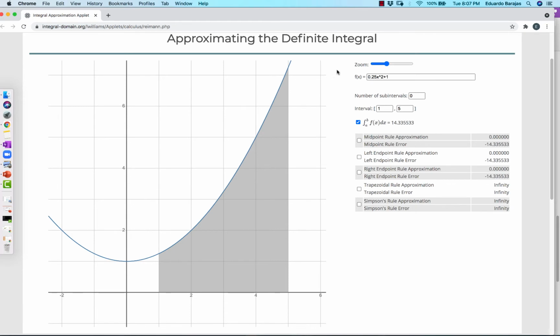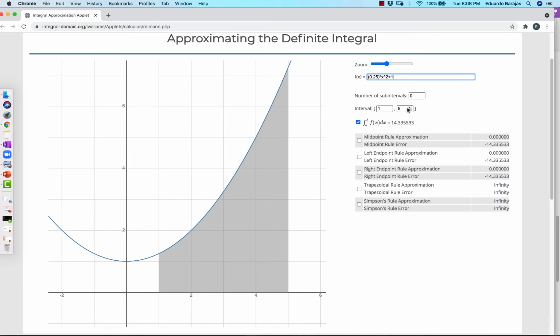So I typed in the equation right up here, 0.25. In fact, let's just make sure that it's capturing it well by wrapping it in parentheses. So 0.25 times x to the second power plus 1. So there's our equation, right? So this one up here, the one in blue, is the equation we're interested in. And we were interested in the area below that function, above the x-axis, but sandwiched between the vertical lines x equals 1 and x equals 5.